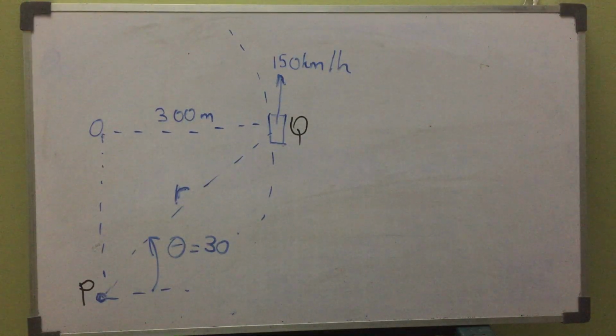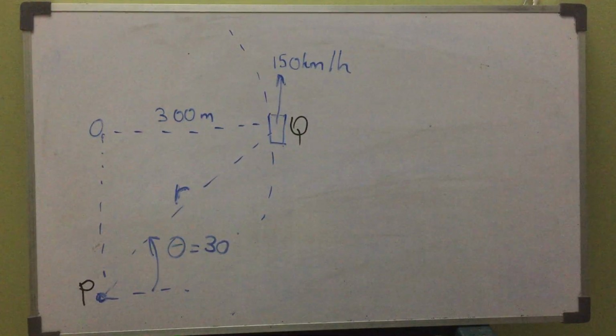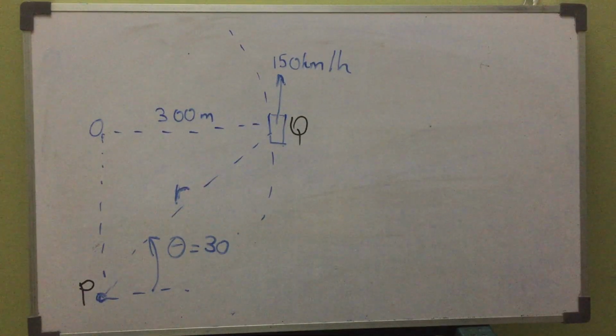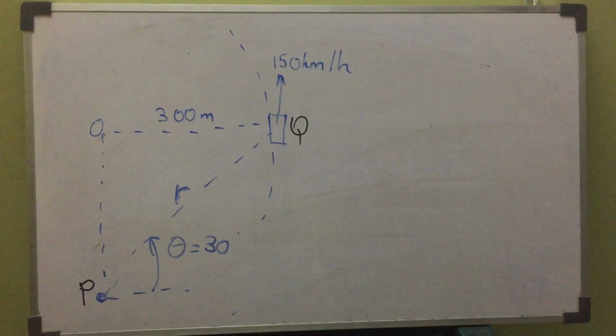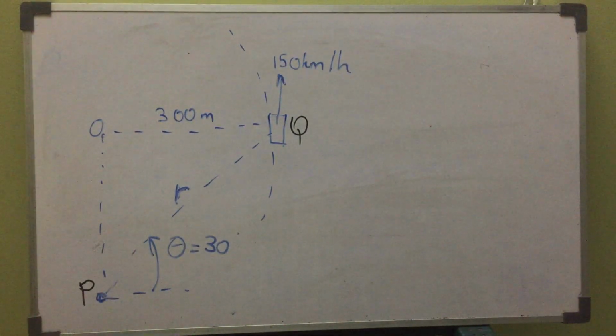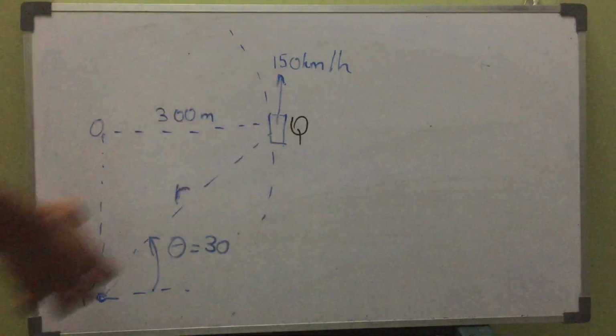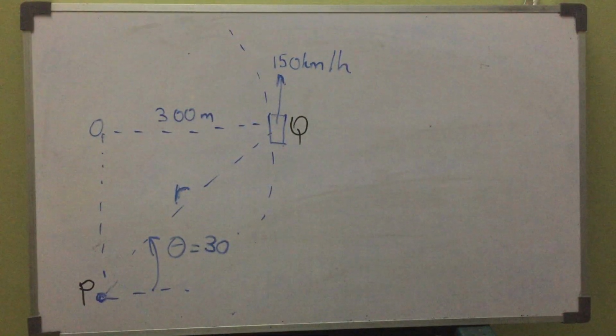At the instant depicted in the figure, theta is equal to 30 degrees. For this instant, determine the velocity, angular velocity and angular acceleration of the camera so that the image of Q remains centrally positioned in the viewfinder. The main thing is they are asking about the angular acceleration as well as angular velocity. We need to turn this camera so that we can film that car at the central position of the viewfinder. So that's the question.